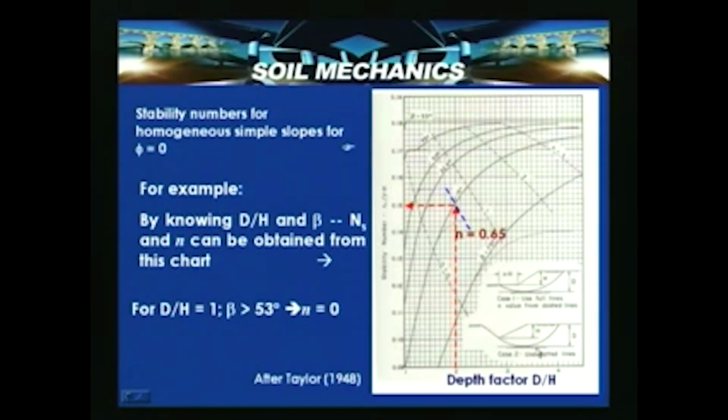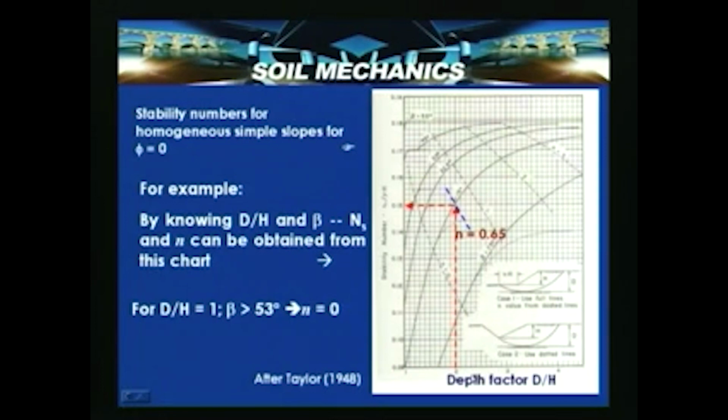So, here case 2, in that case this is the height h which is shown, and this is the d. So, for example, by knowing d by h and beta, ns and n can be obtained from this chart. Say for example, for d by h is equal to 1, beta greater than 53, n is equal to 0. So, if you extend, this extent goes like this.